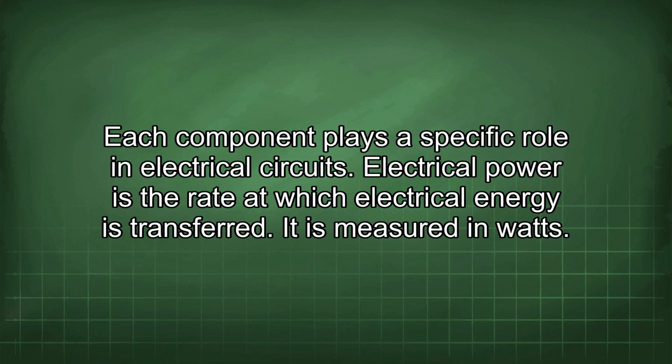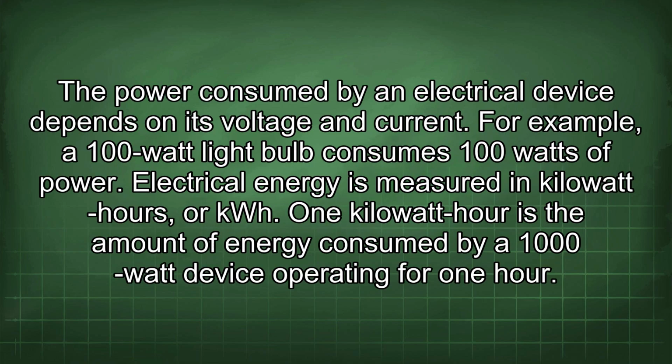Electrical power is the rate at which electrical energy is transferred. It is measured in watts. The power consumed by an electrical device depends on its voltage and current. For example, a 100-watt light bulb consumes 100 watts of power. The electrical energy is measured in kilowatt-hours, or kWh. 1 kilowatt-hour is the amount of energy consumed by a 1000-watt device operating for 1 hour.